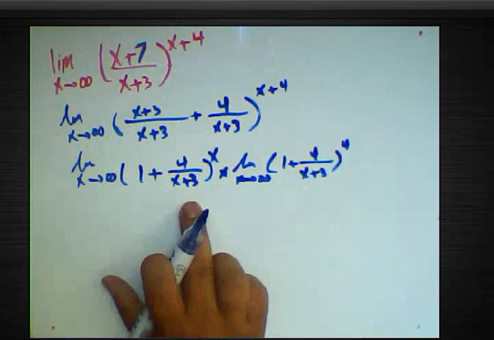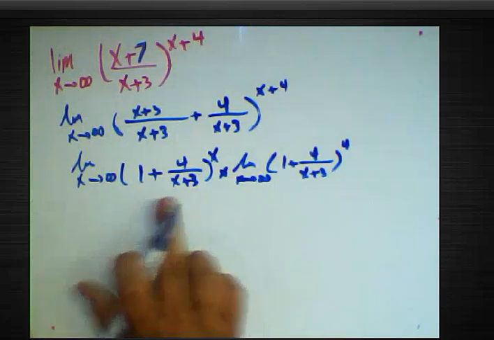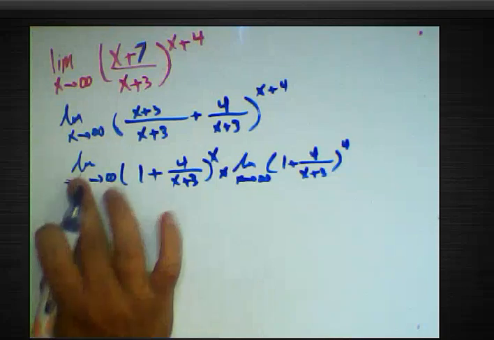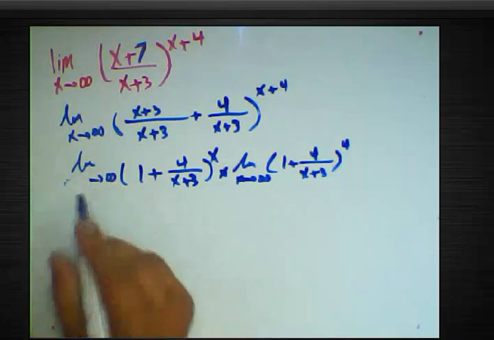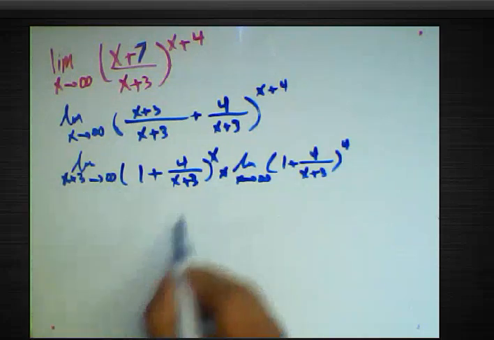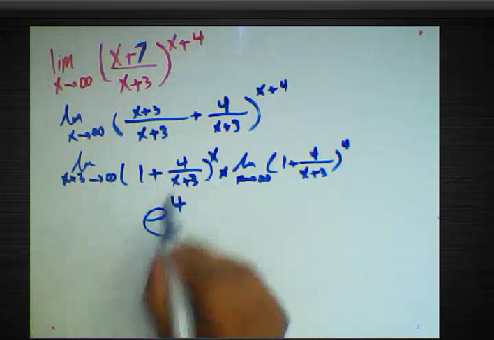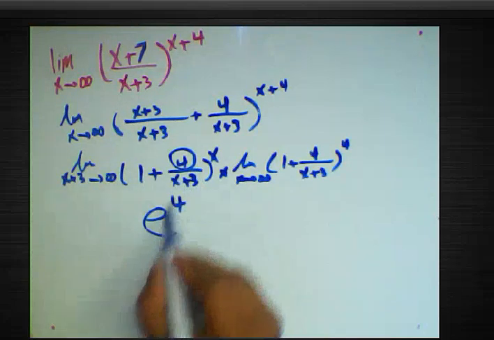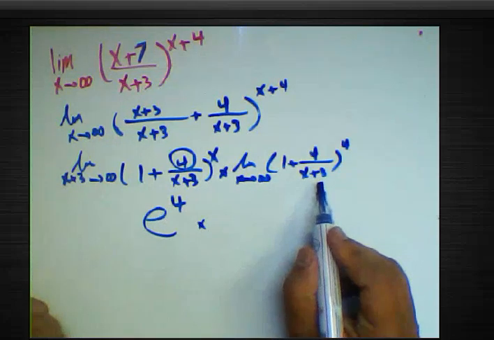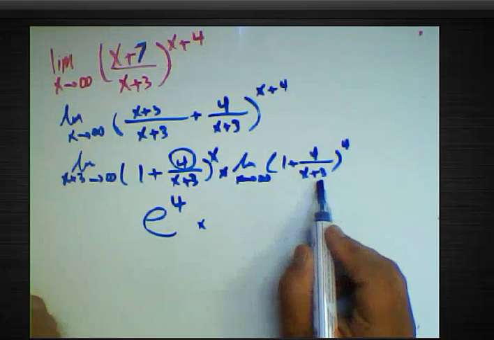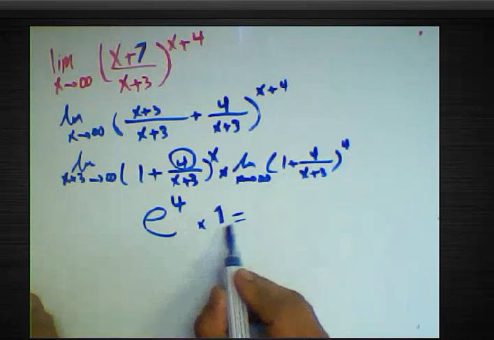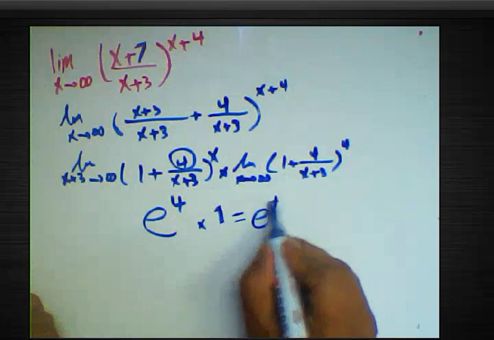In this example, we want to find the result. Look here, x approaches infinity, so we must add 3 to the left-hand side and the right-hand side. The result will be x plus 3 approaching infinity. This result will be e to the power 4. And here, putting x equal to infinity: infinity plus 3 equals infinity, 4 over infinity equals 0, 1 plus 0 equals 1, 1 to the power 4 equals 1. So the result will be e to the power 4.